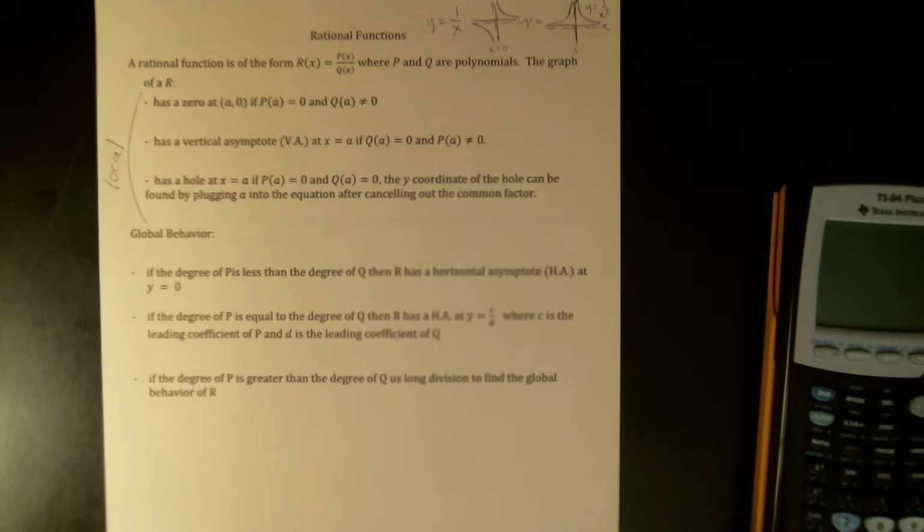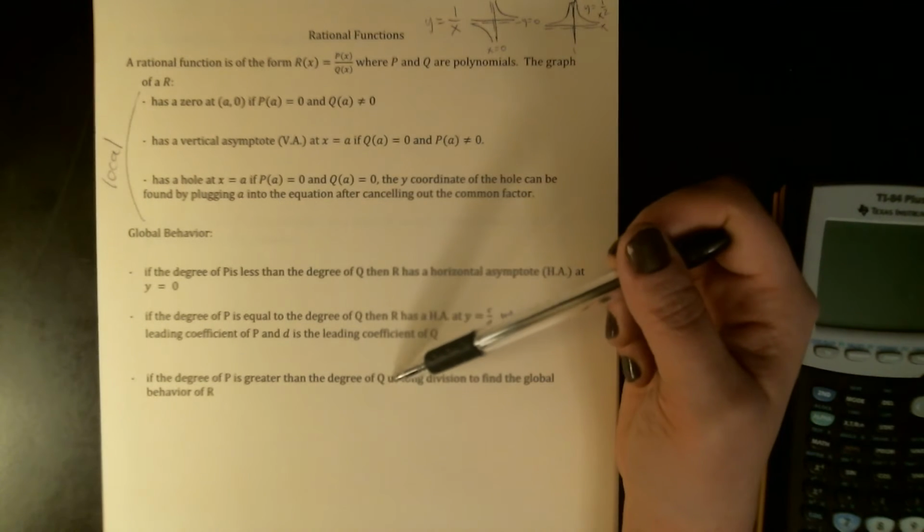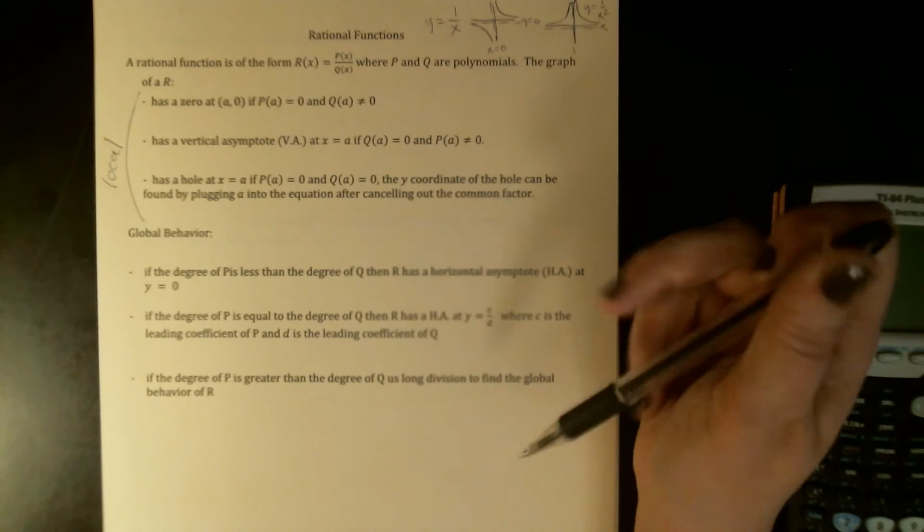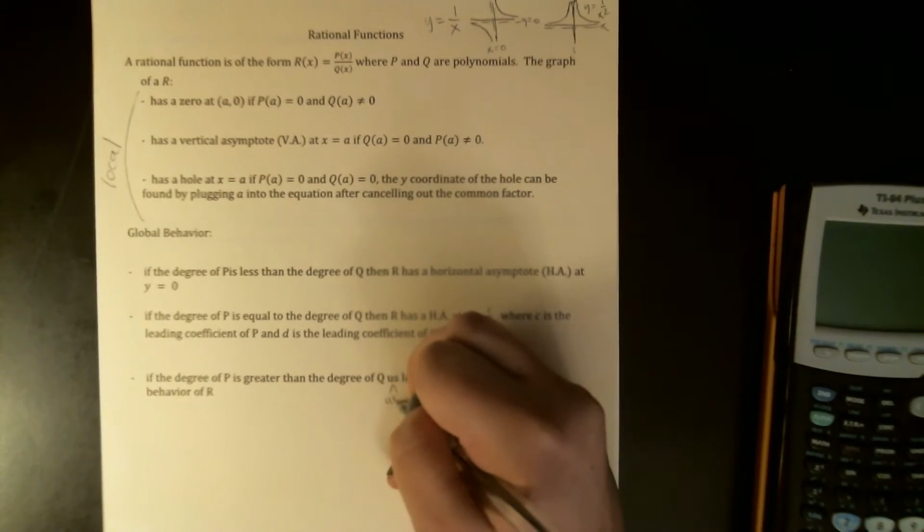The global behavior is maybe slightly trickier than for polynomials. There are a few different things that can happen, and this all depends on the degree of p versus the degree of q. If we have a cubic over a quadratic, then the degree of p is higher than the degree of q, and we'll have to use long division to find the global behavior. That's actually the last one we'll tackle.